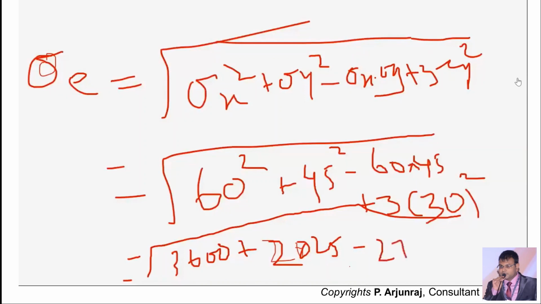So 2700 plus 3600, so you know this 900 into 3 is again going to be 2700, so these two get cancelled. So the square root of 3600 plus 2025 plus 3600, we need to take the square root, which is coming as 75. So what answer you have done is also correct.